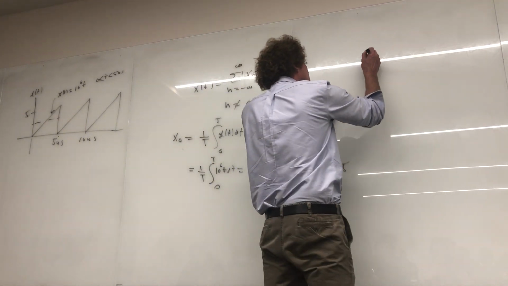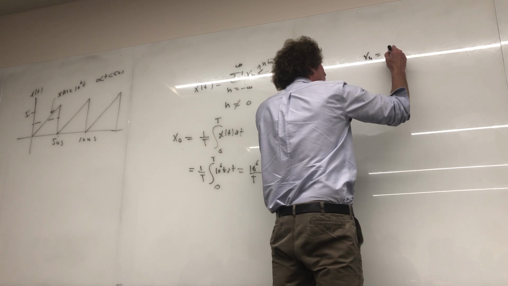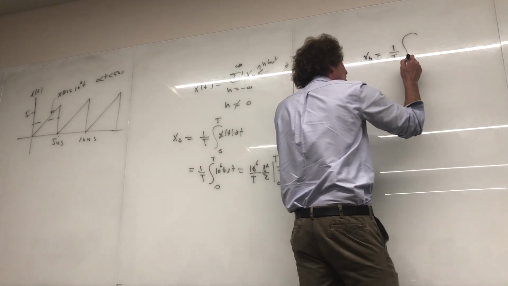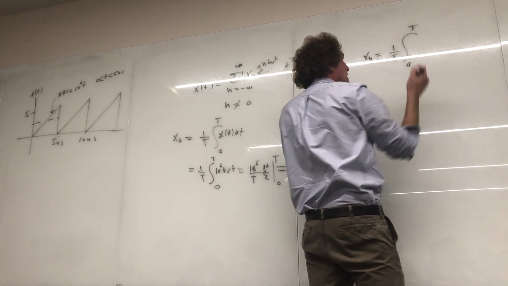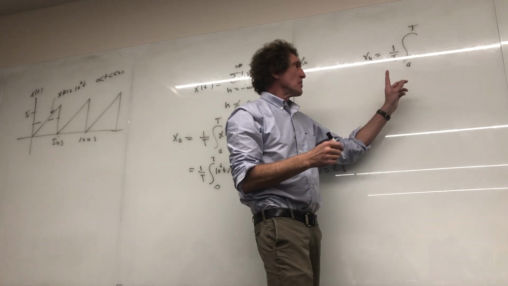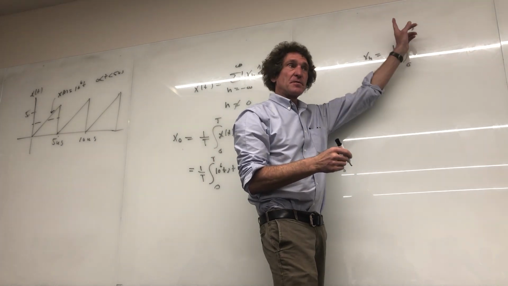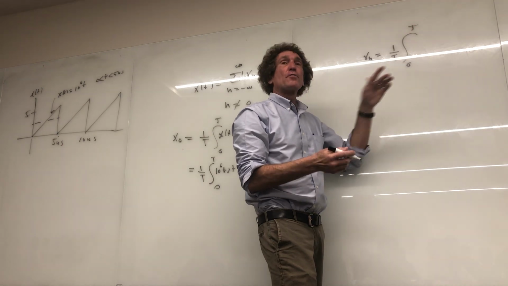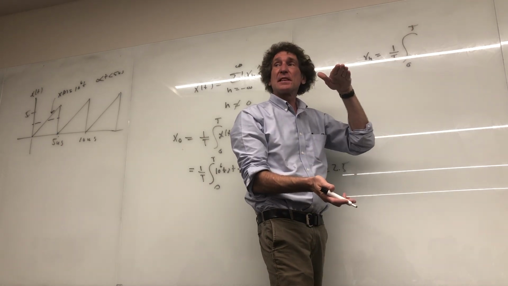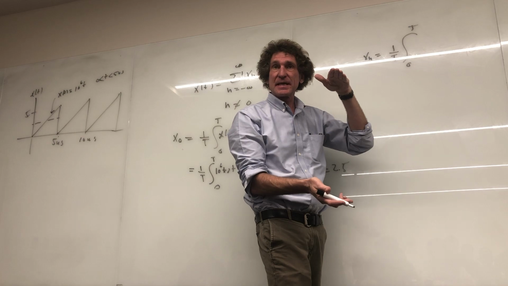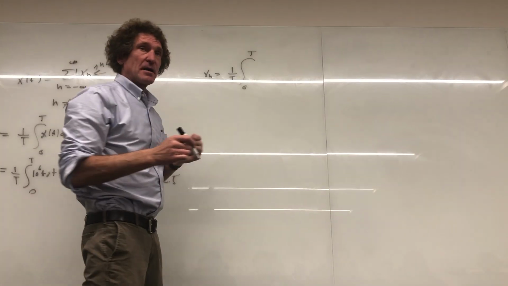Well, x of n is what? It's equal to 1 over T, the integral, and you can go from 0 to T if you want, but it has to be over a period. So you can go from minus T over 2 to T over 2. You can go from 0 to T, right? Over a period. You have to go over the length of a period for this one, because you're going to be weighting it by 1 over T outside.